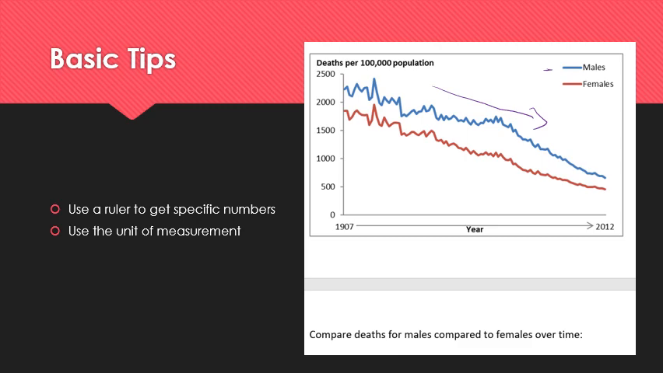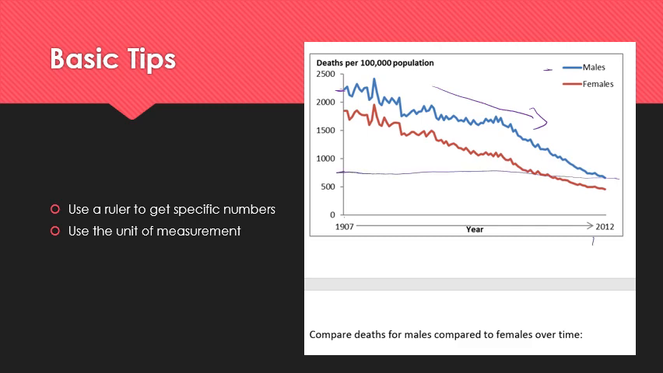You could say, for example, in 1907, the death rate for males was this, and get a really specific number. So don't say approximately. Let me have a look, it's about halfway, isn't it? So it's like 2,225. Or I could even be more specific and say like 2,224, just so it sounds legit. And then get a ruler here and rule across and get a specific number here.